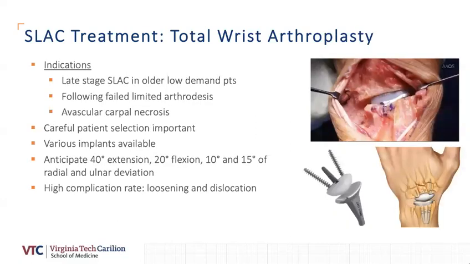You can also do a total wrist arthroplasty, and this would be indicated in late stages of SLAC or in older patients with low functional demands. You can also do this as an option following failed limited arthrodesis or if there is avascular carpal bone necrosis. Here there are many different implants that are available for use. You can anticipate about 40 degrees of extension, 20 degrees of flexion, 10 degrees of radial deviation, and 15 degrees of ulnar deviation. The problem with this is it has been shown there are high complication rates. You'll often get loosening and dislocation.